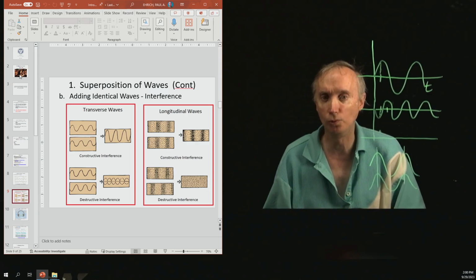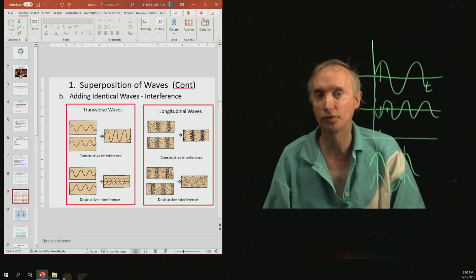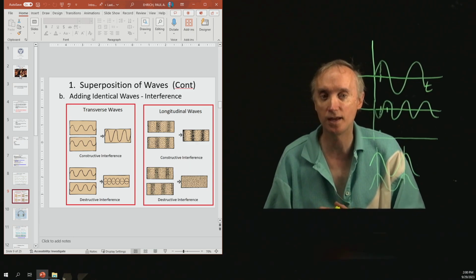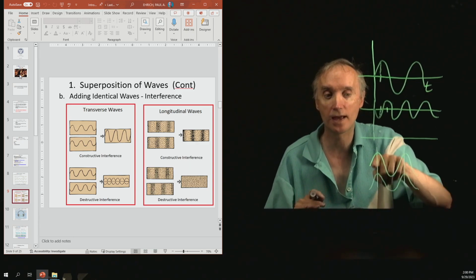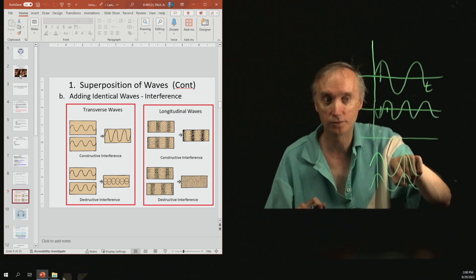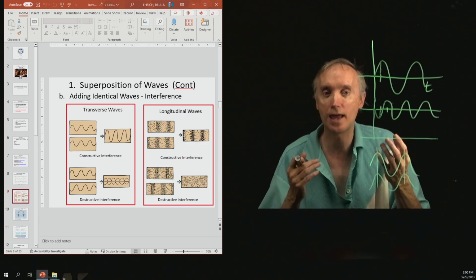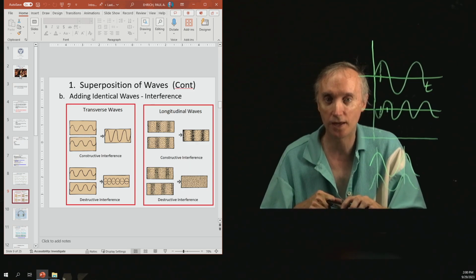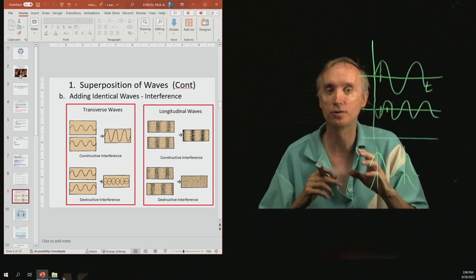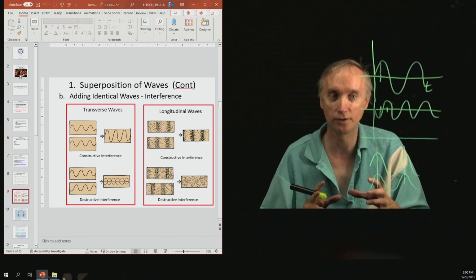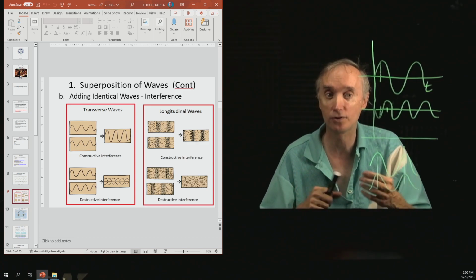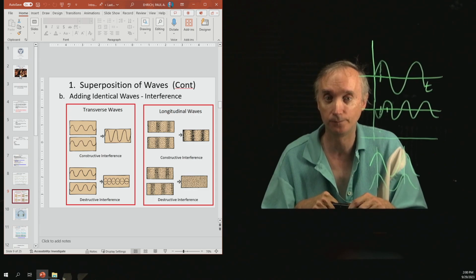Notice that the new wave has the same frequency, and it has the same wavelength as the original waves. What has changed? The amplitude. So the amplitude is extra large. So that's going to be called constructive interference. You should be able to make those pictures for the exam.